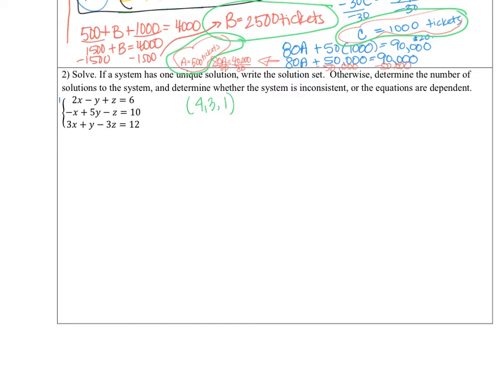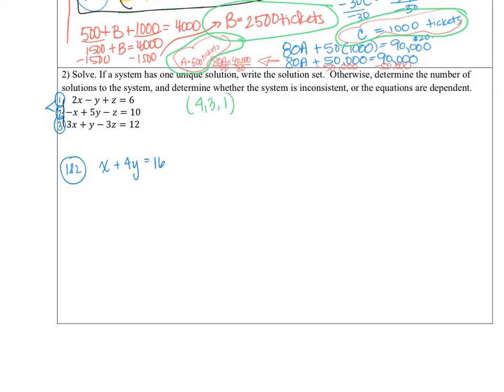So I'm going to label these equations 1, 2, and 3. Right away I see equation 1 and 2 have a z that will cancel out really nicely. So if I put equation 1 and 2 together just by adding, we're going to get x plus 4y, the z's cancel, equals 16.